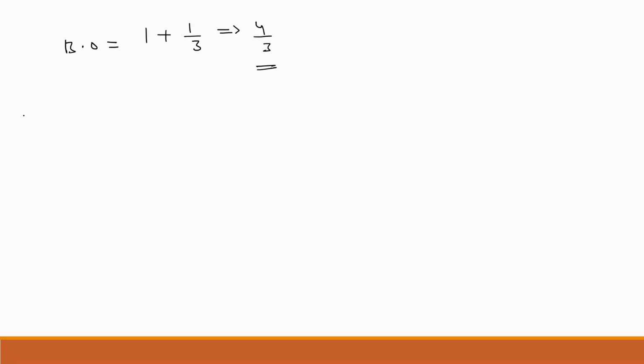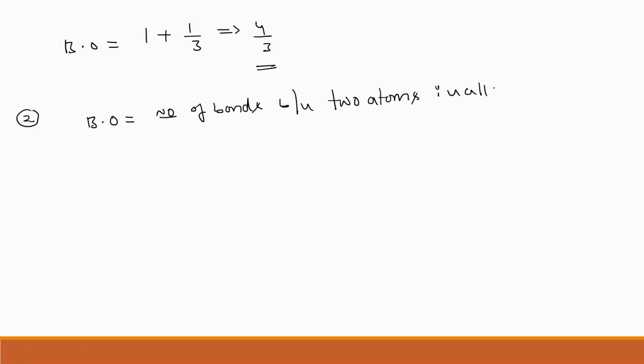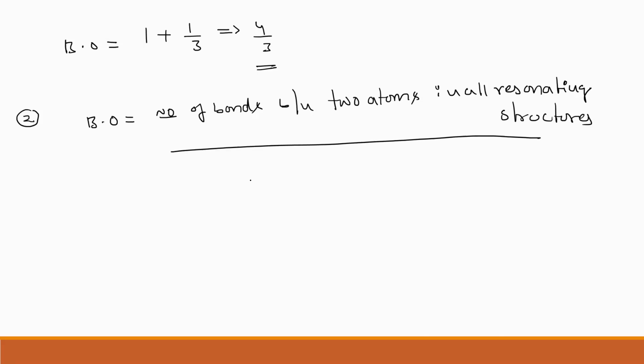And one more method, this is method 2. According to this method, the bond order is equal to the number of bonds between two atoms, the two atoms between which you want to know the bond order, in all resonating structures, divided by the total number of resonating structures. So this is the second method.